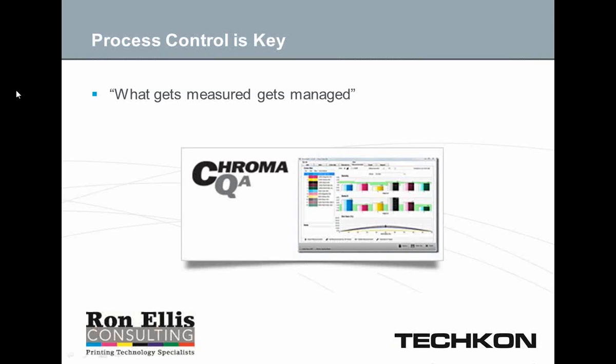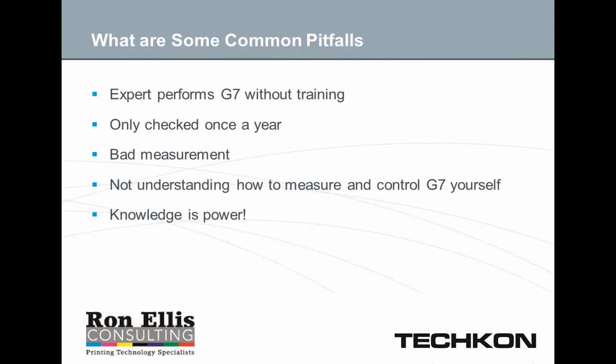The third common pitfall is bad measurement, and that's when you're measuring a bad sheet, or a sheet that's not representative, or you actually have a bad measurement and you're not calibrated or something, and it throws you off and down a road where you never get there. The fourth one is not understanding how to measure G7 yourself. So you need to understand it yourself. Even if you don't do the calibration and you hire someone once a year or whenever it goes, you need to be able to measure and tell where you are so that you can troubleshoot on your press.